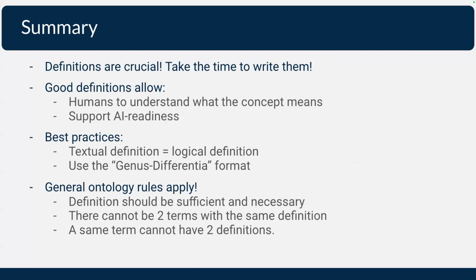In summary, definitions are really, really, really important. They're crucial. Definitions are the meaning of a concept, and people using ontology terms really are using the concept and not the name. So do take the time to write them down, because it is important. Definitions allow understanding of the concepts, and also support AI readiness.